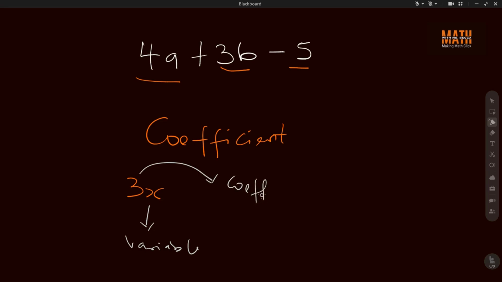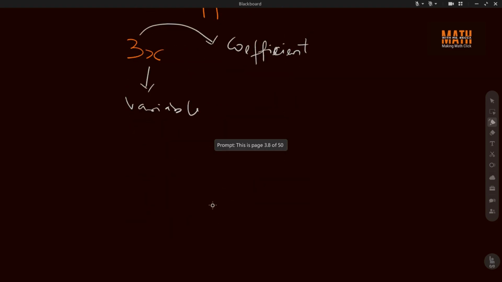So in 3x, we say 3 is the coefficient of x. Now, if we have 4a, what is the coefficient of a? 4 is the coefficient, while a is the variable.